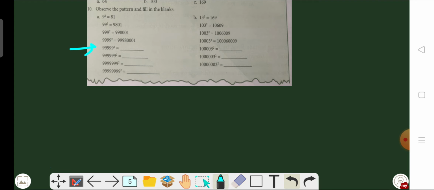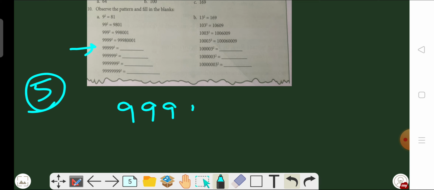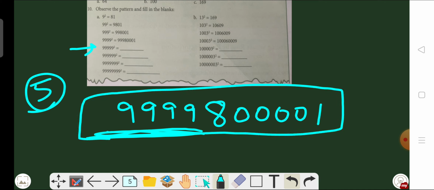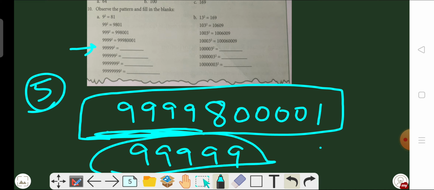So look at this part. How many 9s are given? 5. 5 nines are given. So firstly you have to write 4 nines in the answer. Okay. Then you have to write 1 8. After that you have to put as many 0s as you have written 9s. How many 9s are there? 4. So write here 4 zeros. Okay. After that put 1 here. So this is the square of 99999. Okay. So this is the answer, and this is the pattern of how you have to fill in the blanks.